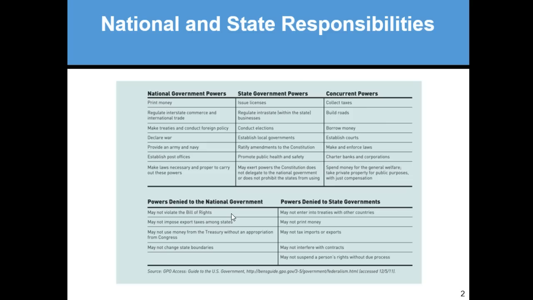Now, the national government may not violate any of the Bill of Rights. The national government may not impose export taxes among the states. So you can't impose a tax on a good going from one state to another. They cannot use money from the Treasury without the approval of Congress, the House of Representatives specifically, and they may not change a state boundary.